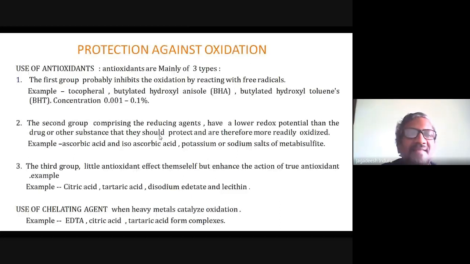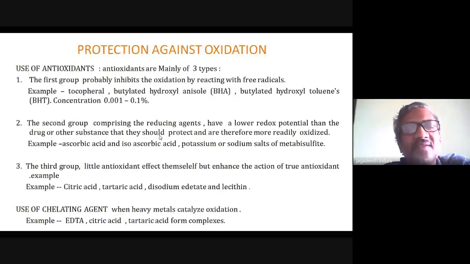And the second group comprises the reducing agents. They themselves are reducing agents, having a lower redox potential than the drug and other substances they should protect, and are therefore more readily oxidized. It means they sacrifice themselves in the place of the drug and protect the drug. It means we are adding another component. That component is not important to us, and the oxidized component of that one is not toxic to us, like your ascorbic acid, vitamin C. We are adding that component in our product, or isoascorbic acid and ascorbic acid.